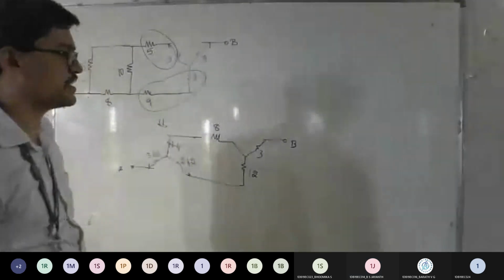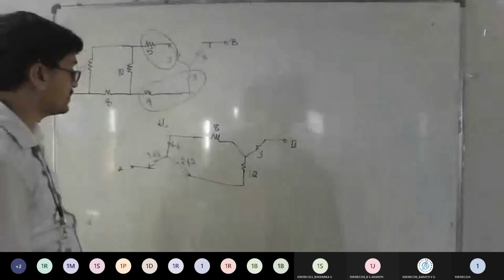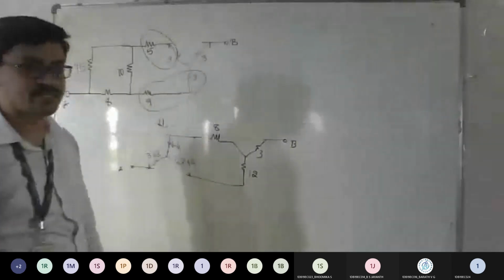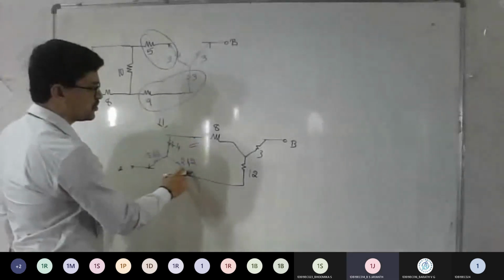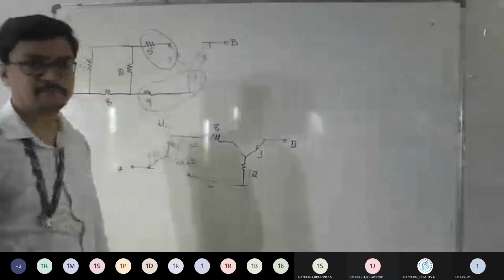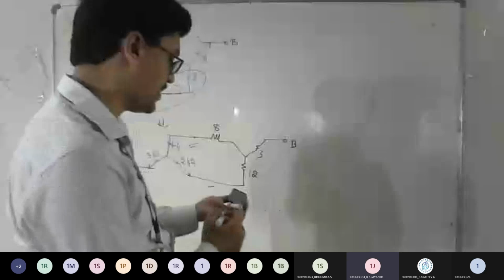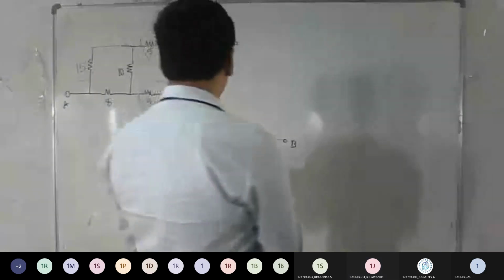So this is what we got. Now, what is happening? How many series combinations now? 8 and 4.4 become series. Similarly, 2.4 and 12 become series. Yes, sir. So now rewrite the circuit, everyone.